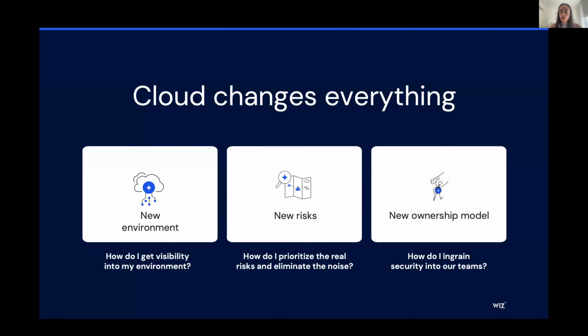Lastly, the cloud has also brought a new ownership model. Your developers can go in and launch new EC2 instances in the click of a button. But how do we ingrain security across all the teams to make sure that the developers are doing it securely and they're not introducing new types of risks into the environment?